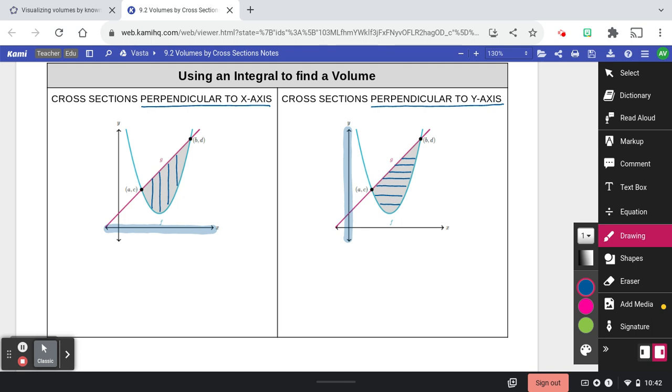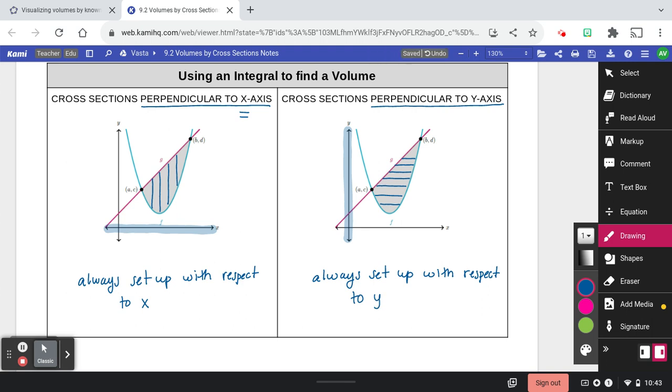If your slices are perpendicular to the x-axis, you always set up the integral with respect to x. So everything's going to happen in terms of x in this problem. If the directions say that your cross sections are perpendicular to the y-axis, you are always going to set up this integral with respect to y. So everything in that problem is going to happen in terms of y. You're going to use y values. You should have y's in your equation, you should have dy's, all of that good stuff. Whatever axis you're perpendicular to gives you a clue, and you have to set up that problem in terms of that variable.